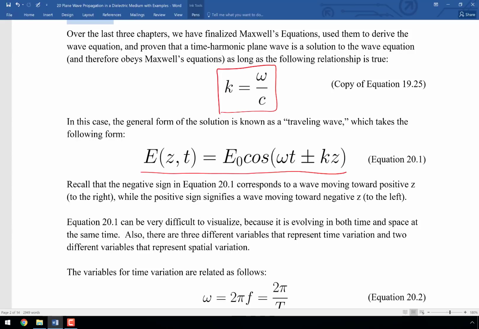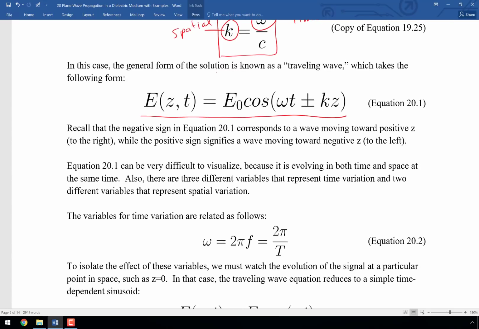Notice, by the way, that as we're going to talk about today, omega is really dealing with the time variation of the wave, and K is really dealing with the spatial variation of the wave. And so when we're talking about the relationship of time variation with spatial variation, that's related through the speed of light, or through the speed of propagation within whatever material it is that we're looking at.